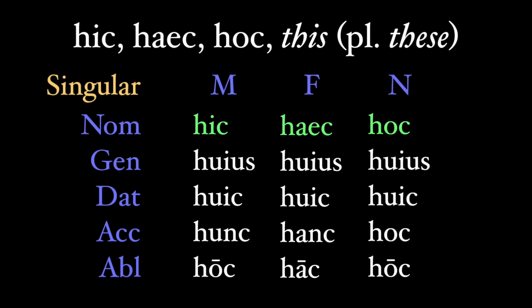Hic, haec, hoc for the nominative. The genitive is huius for all 3 genders, and that's a 2-syllable word, huius. And the dative is huic in all genders, and that's 1 syllable, huic. The accusative is hunc, hanc, hoc, because remember that the nominative and accusative are identical for neuters. And the ablative is hoc, hac, hoc.